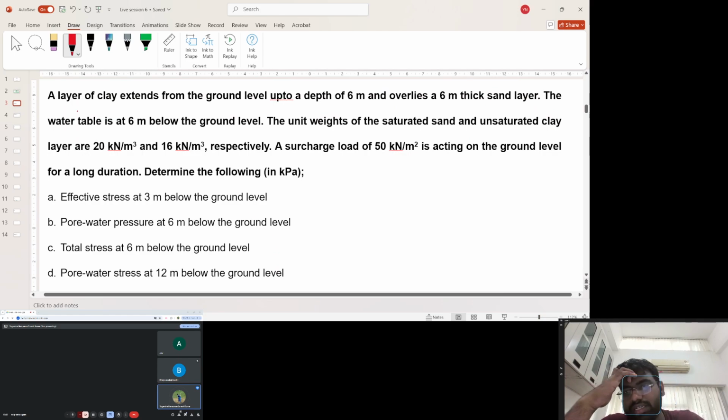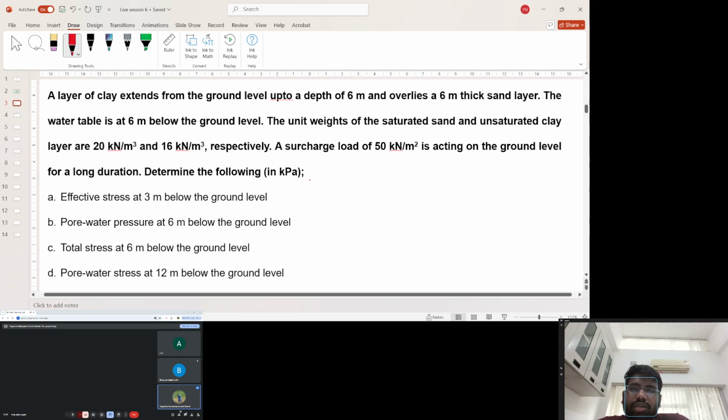So the layer of clay extends from ground level up to a depth of 6 meters and overlays a 6-meter thick sand layer. The water table is at 6 meters below the ground level. The unit weights of saturated sand and unsaturated clay layer are 20 kilonewton per meter cube and 16 kilonewton per meter cube respectively. A surcharge load of 15 kilonewton per meter square is acting on the ground level for a long duration. Determine the following, and they have given some parameters that need to be computed.